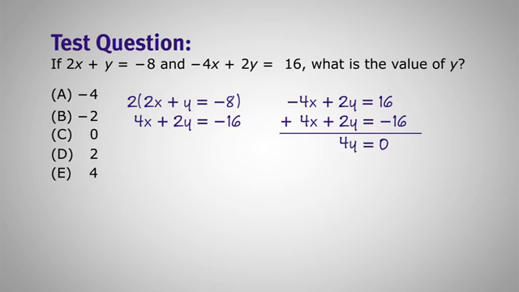Our equation now reads 4y is equal to 0. We've reduced the system to one equation with one variable. In order to solve for y, we divide both sides of the equation by 4, leaving us with y is equal to 0. Now let's go back to the question.